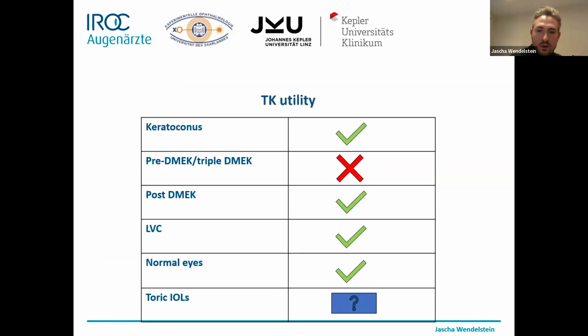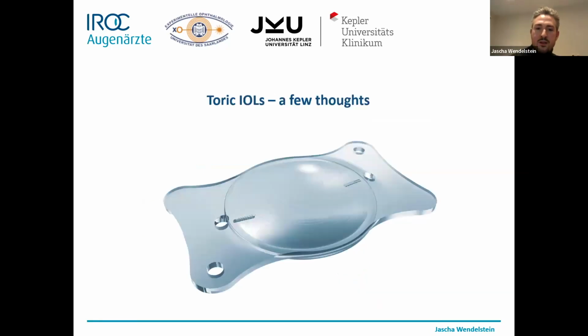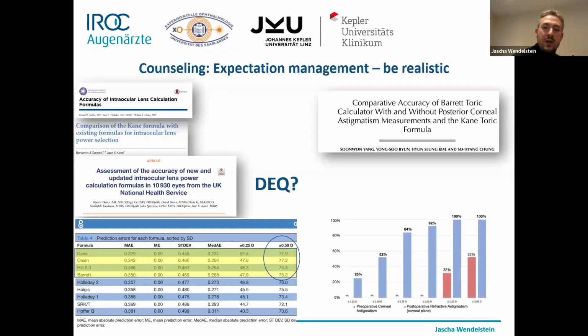So we have a green mark for keratoconus, post-DMEK eyes, laser vision correction eyes, normal eyes, and a bit of a question mark for toric IOLs. We are going to quickly dive into that topic, and I'm just going to share a few thoughts on toric IOL calculations. Basically, the first step, if you counsel patients for toric or for premium IOLs, especially for toric IOLs and toric multifocal IOLs, you have a bit of expectation management to do.